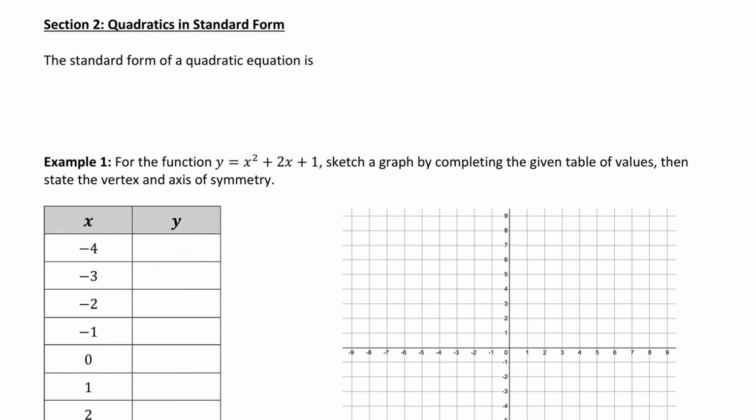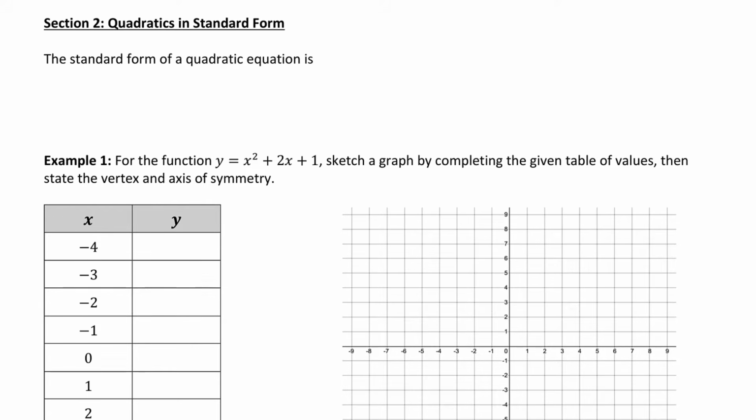In section 2, we're going to be working with quadratics that are given in standard form. So the standard form equation of a quadratic relationship looks like this. y = ax² + bx + c, where a, b, and c are constants. They can be any real number, as long as a is not 0, because then that would make the equation linear. But notice in this equation, the highest exponent on our power of x is 2. That's what makes this a quadratic relationship.